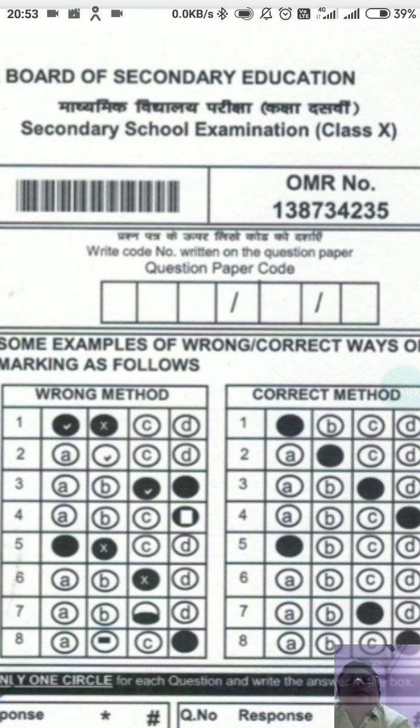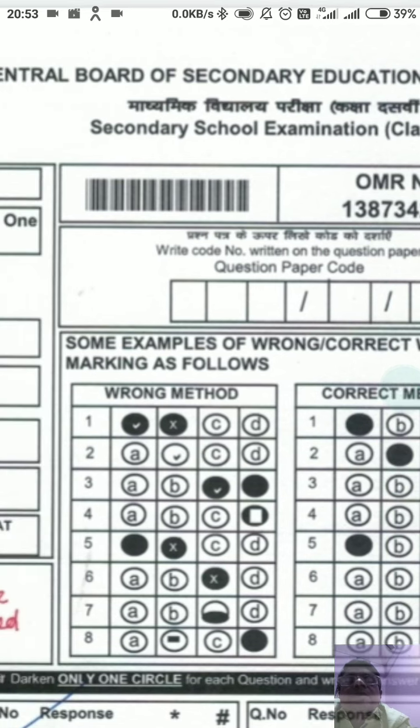Okay, so what will we have to write? Question paper code. And from where do we get the question paper code? When you get your question paper booklet in your examination hall, on that question paper booklet you will have your question paper code, and that code you will have to enter in the boxes separately. Okay, good.